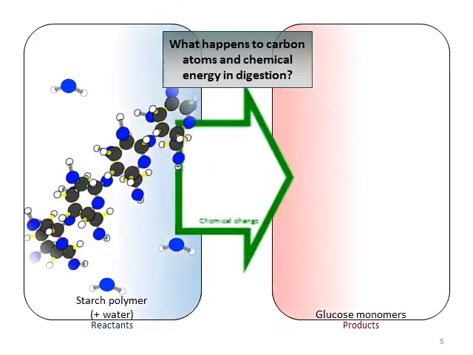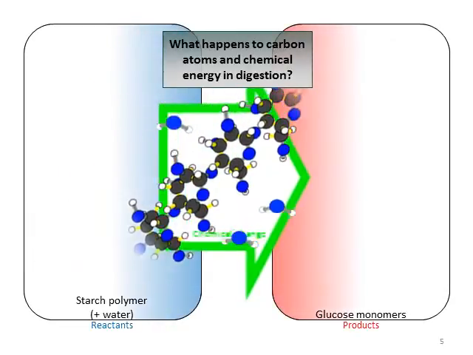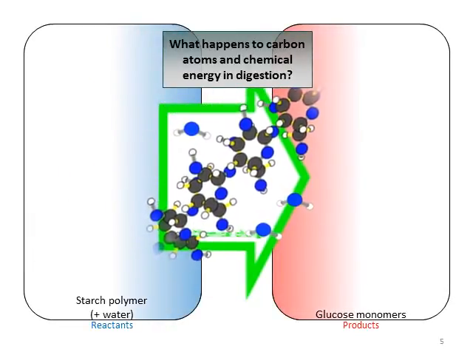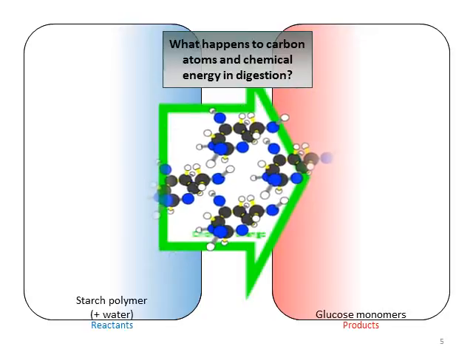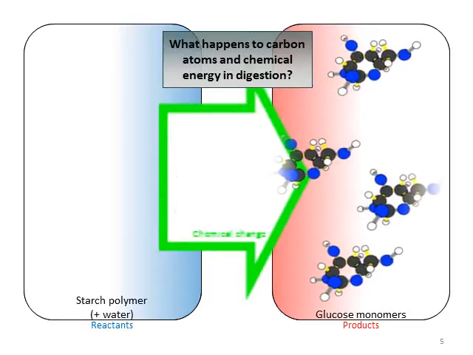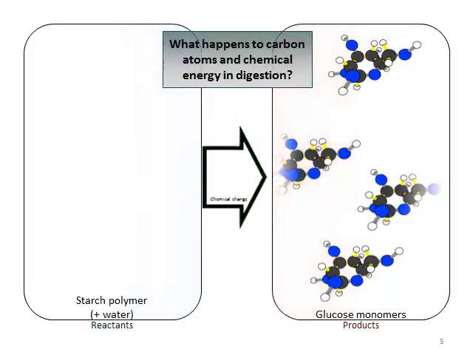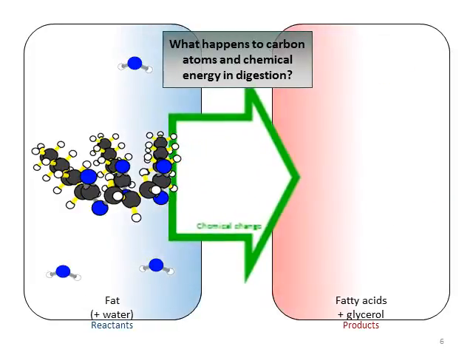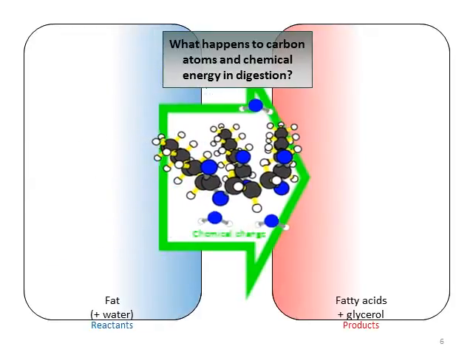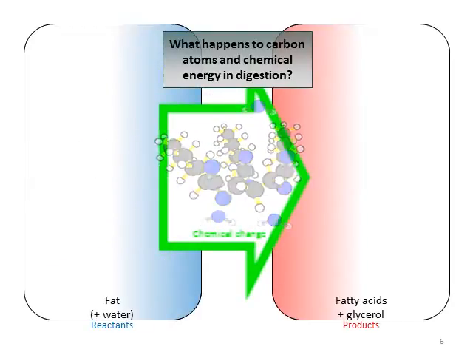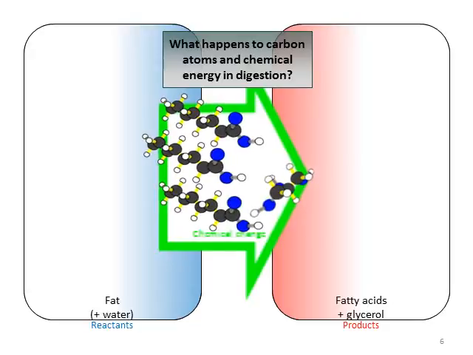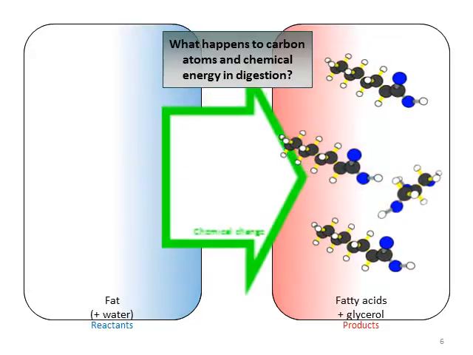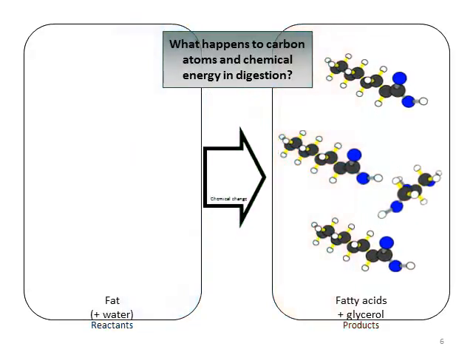Here's starch being broken down to glucose, again, using hydrolysis or those water molecules. So now we have 4 glucose molecules. And here's fat being broken down to glycerol and fatty acids. Notice that the number of atoms in all of these stayed the same before and after digestion, and that the energy remained as chemical energy throughout this chemical change.